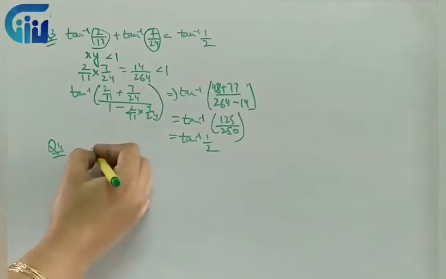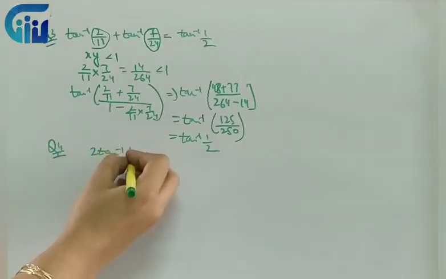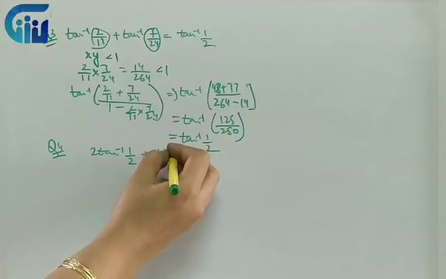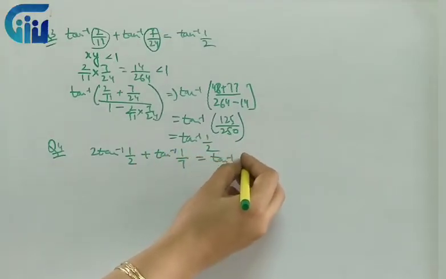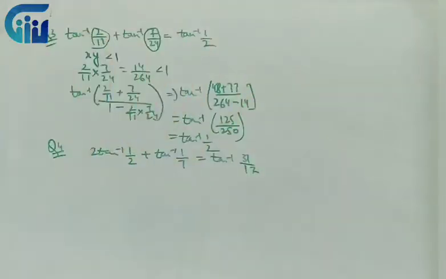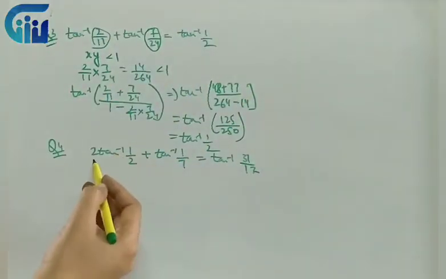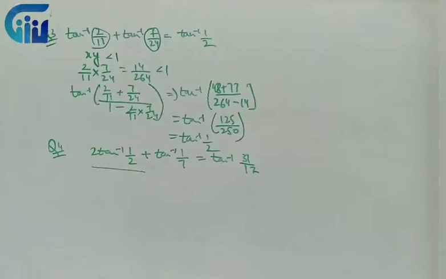Similarly, we have question number 4. Now question number 4 has 2 tan inverse 1 by 2 plus tan inverse 1 by 7. We have to prove that this is equal to tan inverse 31 by 17. Now we have two options. Since 2 tan inverse is here, I will apply the formula of 2 tan inverse, change it to tan inverse.